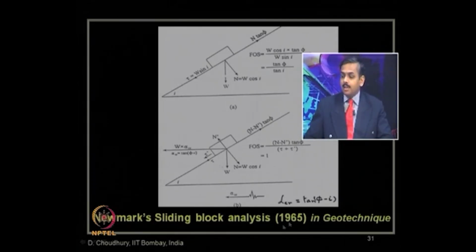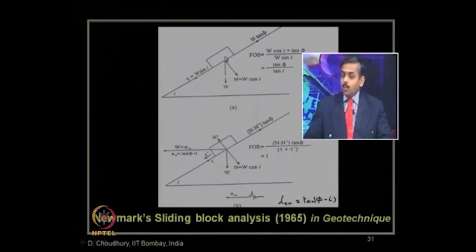It was developed in the year 1965 in a journal paper that appeared in the journal Geotechnique, published by ICE, London. This is a classical work, as I already mentioned. You can see the weight of the failure mass is W. If you resolve it into two directional components, N, that is your normal force, is nothing but W times cosine of i, where i is this inclination, and the other force is W times sin i. This W sin i is trying to make the block slide down, and what resists it?